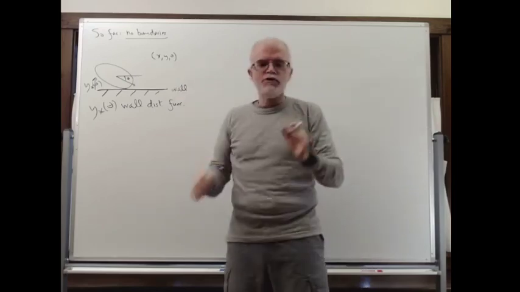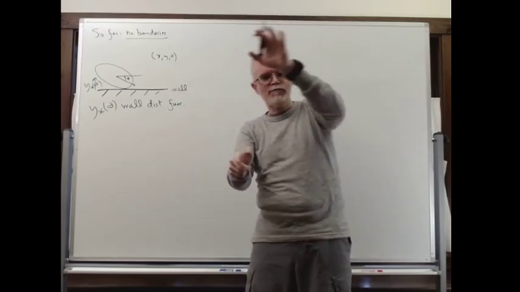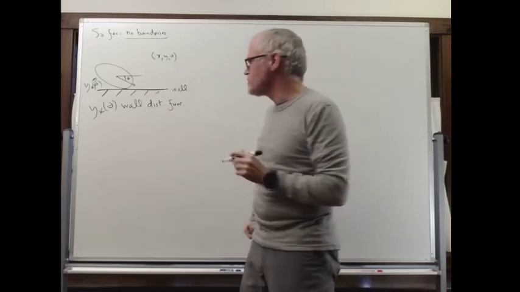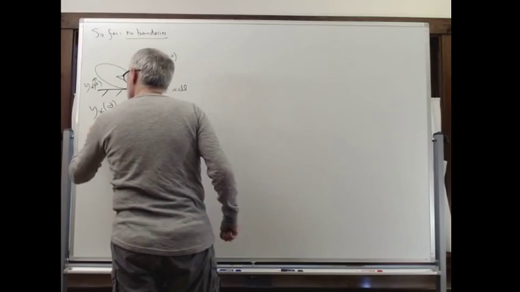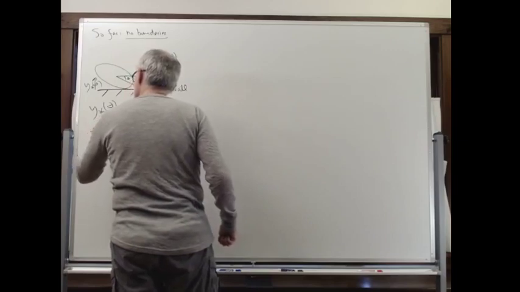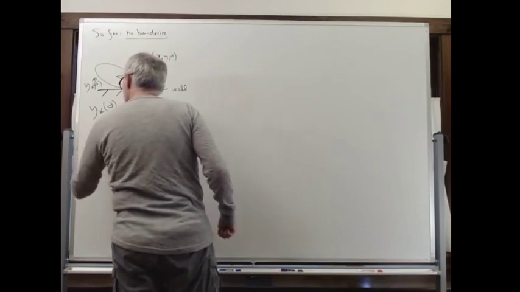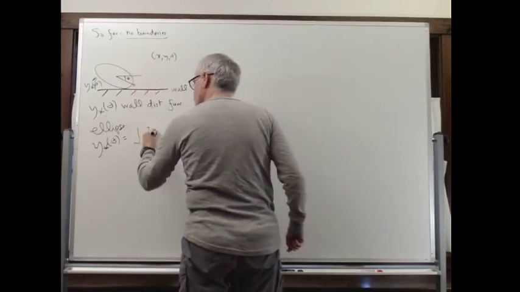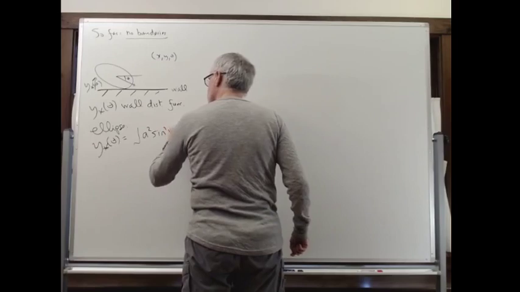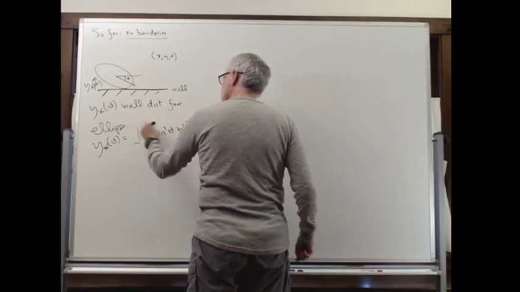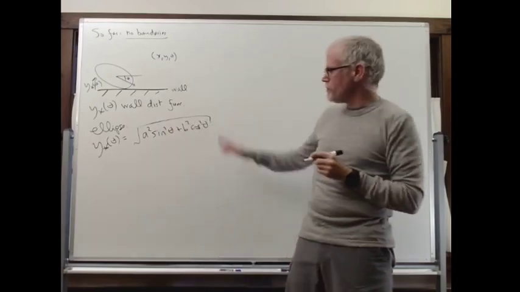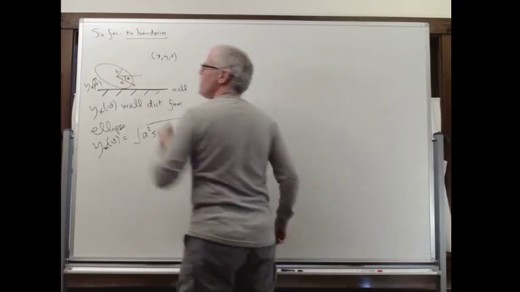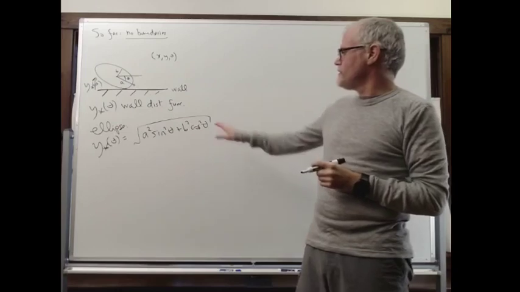So this function y star is what you get by rolling the swimmer along the boundary and watching how the center moves. In particular, for an ellipse, you can show that this y star of theta is the square root of a squared sine squared theta plus b squared cos squared theta. So for an ellipse of semi-major radius a and semi-minor radius b, this is the formula.